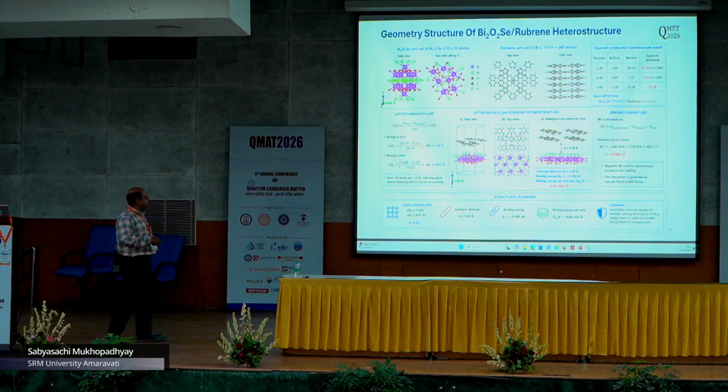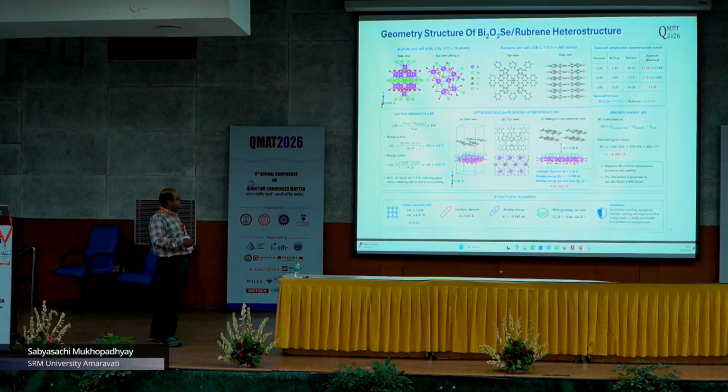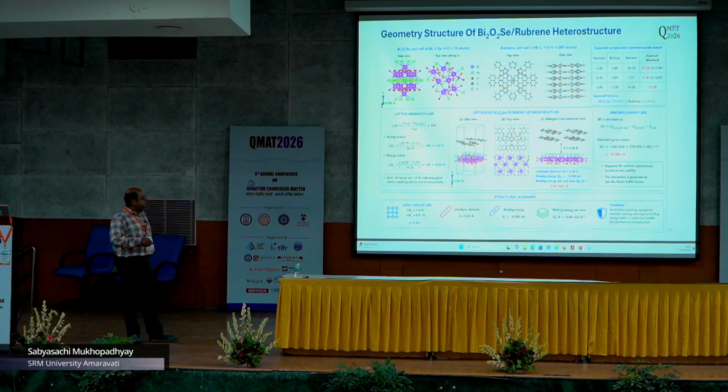Then we built the heterostructure, and this is the side view and this is the top view, and then finally the cross-sectional view. When we optimize the structure, we find the gap is between around 2.64 angstrom and 3.24 angstrom. Then we calculate the binding energy of this heterostructure, and it comes around minus 0.98. This negative binding energy confirms that the formation is spontaneous and the structure is stable, and at the same time the interaction is governed by van der Waals forces.